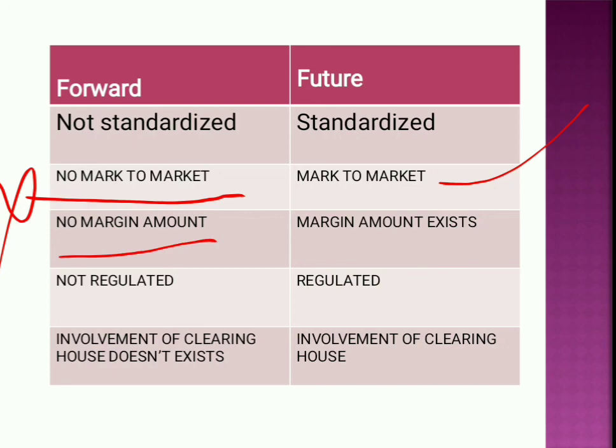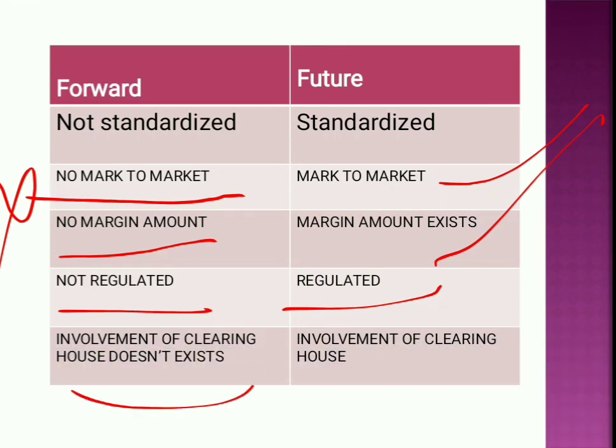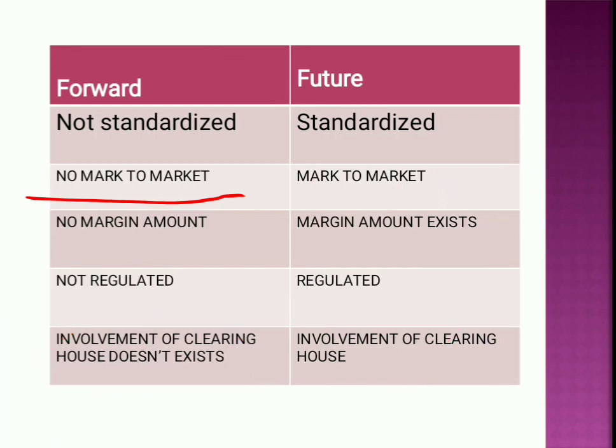No margin amount. I said in forward contract both the parties do not deposit any money. So in futures contract both the parties have to compulsorily deposit the money, and if anyone makes default the whole margin money will go to the other party, and this is not regulated. Of course there is no regulation, and here it is regulated by the stock exchange. And the one more thing which I have not mentioned, that is involvement of clearing house does not exist. Clearing house is nothing but a broker. It is like a middle person. It does not exist in forward, but it does exist in futures contract. So I hope you have understood the difference between forward and futures contract.